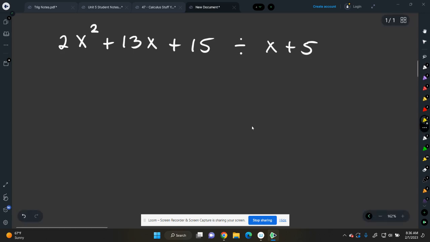What goes in the little corner box? -5. Where'd you get the -5? It's from the opposite of the right side of the... There you go. It's the opposite of that.